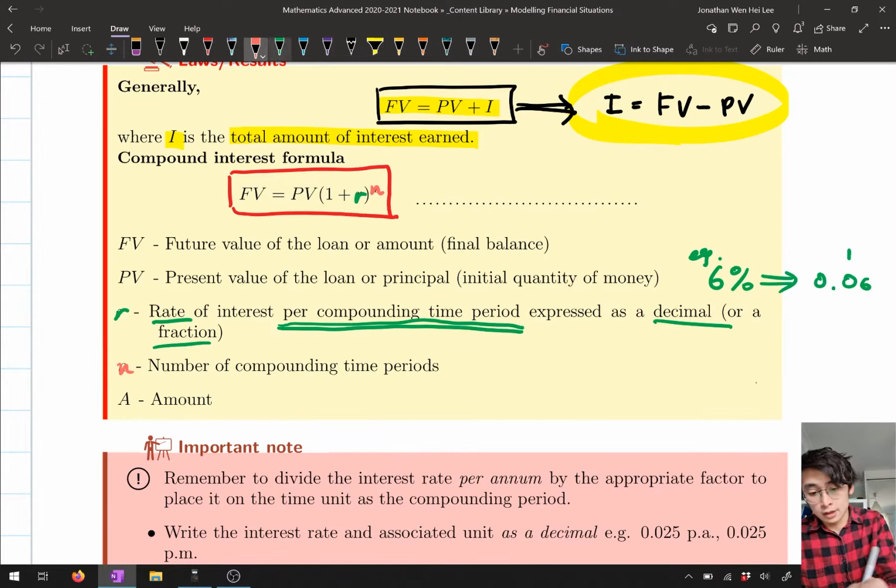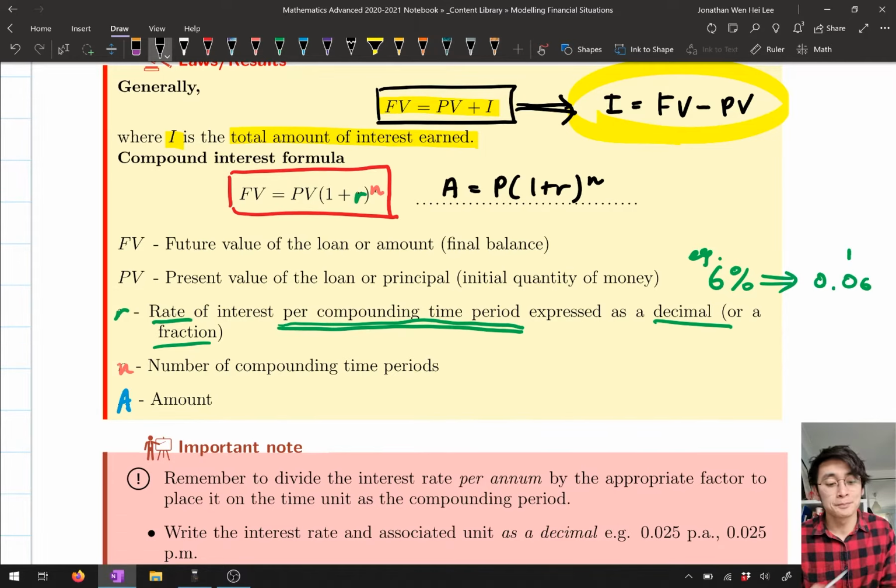Now, there's another note here. There's another letter A, and I haven't actually introduced you to this concept A, because on your formula sheet, you actually have this formula, but it doesn't look quite like this formula here. If you have a look on your reference sheet, there's a section on financial mathematics, and there's a formula there which says A is equal to P(1 plus R) to the power N.